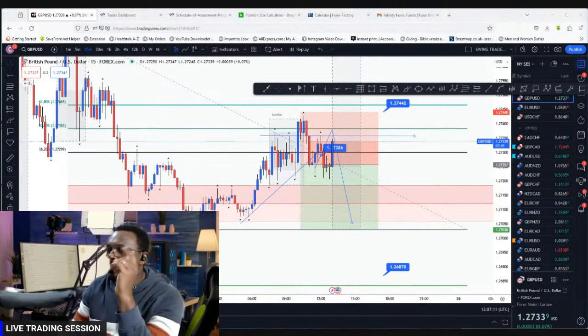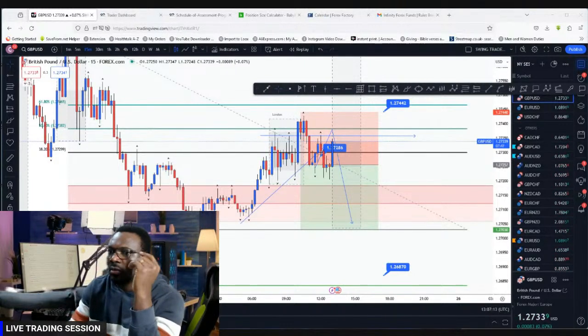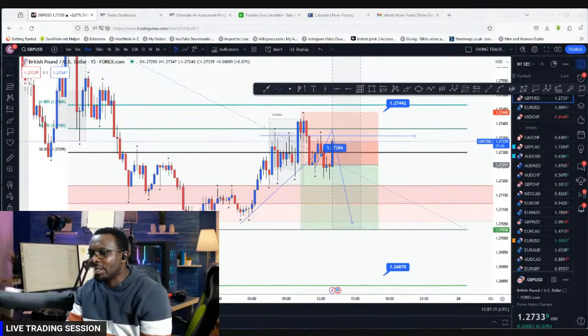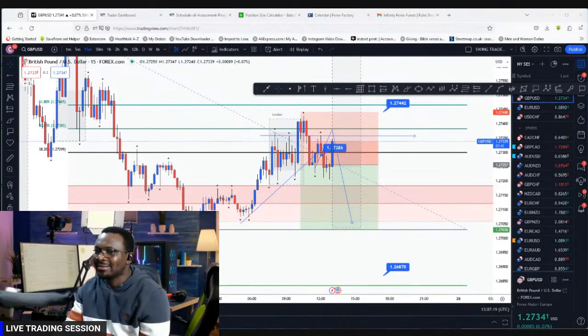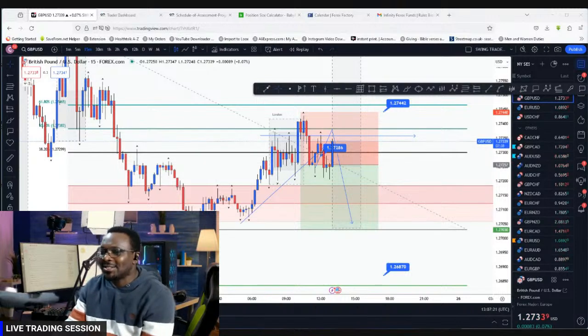This is how it is. When you're trading, that's why we tell people don't trade the news. You see the way it's playing out. This is how crazy it could get. If you have money to lose, that's the way you lose it.